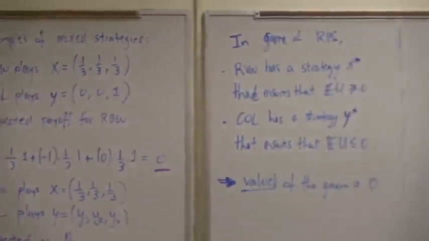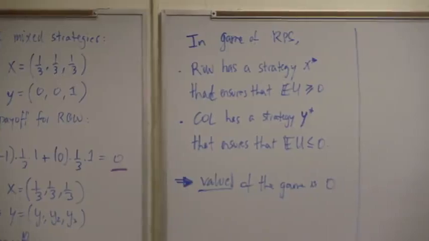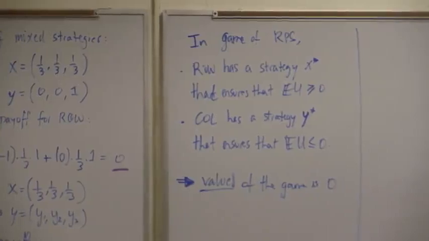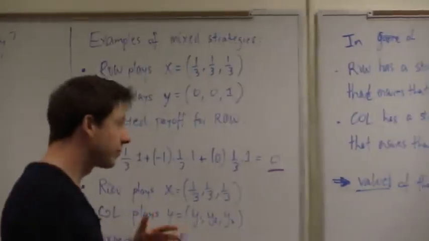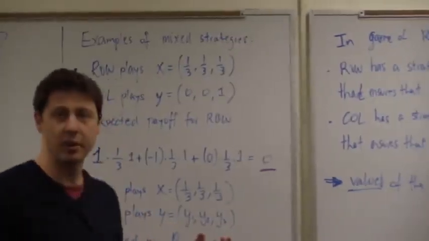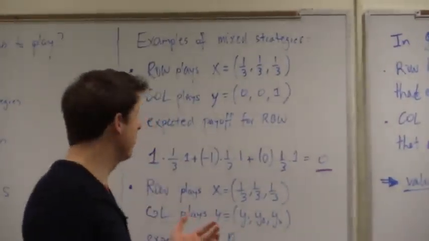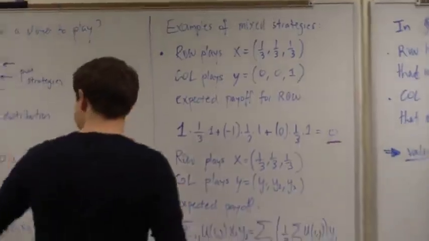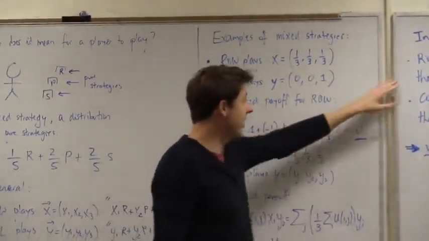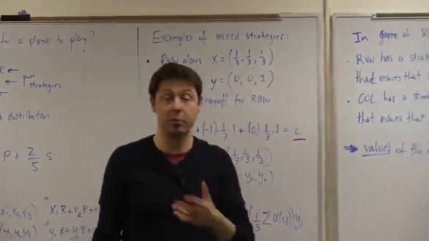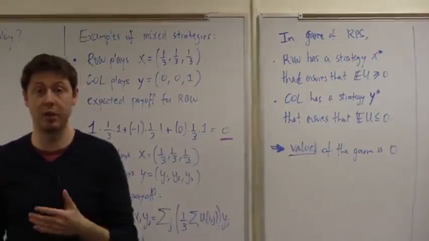Now, rock, paper, scissors is a little bit degenerate as a game because it is symmetric. Both players kind of have the same type of strategies. And because they're the same type of strategies and symmetric payoffs, it turns out that the best strategy for either player is this kind of boring random strategy of just a third, a third, and a third.